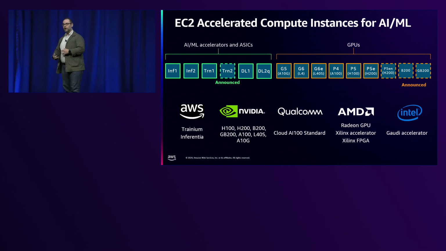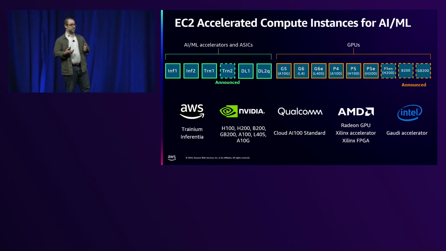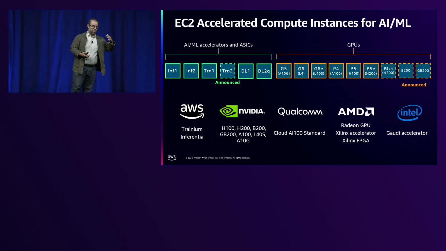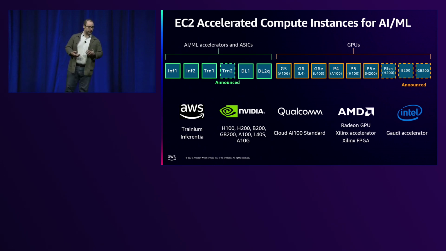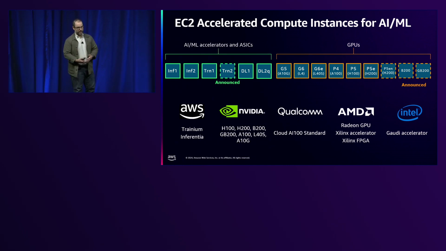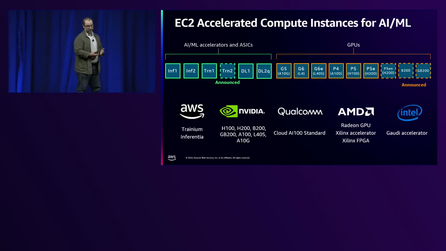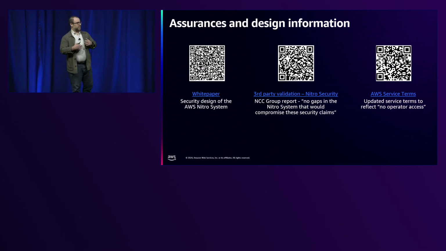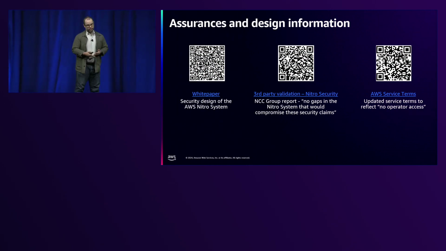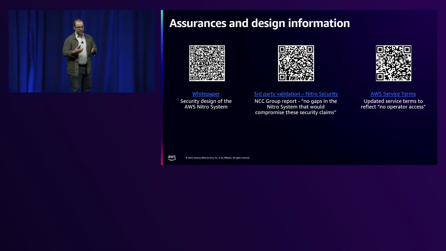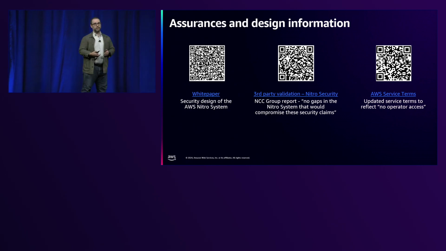The Nitro system powers all of these accelerated instance types that are so critical to our customers' generative AI applications. That includes, as I mentioned earlier, some of our accelerators that are designed by AWS itself, like Inferentia, Trainium, Trainium 2 now, as well as GPUs provided by other partners such as NVIDIA, or Intel with its Gaudi accelerator. We've published a deep dive white paper explaining the security design of this system. It's been validated by a third-party group, the NCC Group. And we've actually added to our service terms that are applicable to all of our customers a clear and unambiguous statement that there is no operator access in the Nitro system.